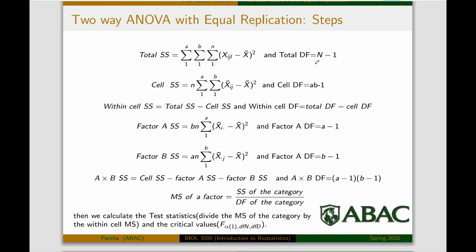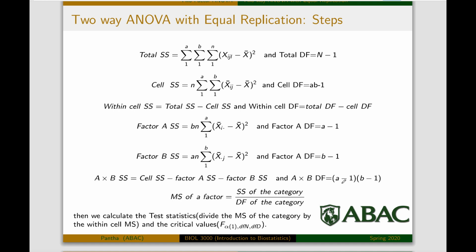Degrees of freedom is n minus 1, where n is the total number of data. So for the cell sum of squares, this is the formula you use. Within cell, this is the formula you use. Factor A sum of squares, factor B sum of squares with the degrees of freedom, and then you do A times B sum of squares. This is for the interaction, we'll need that.